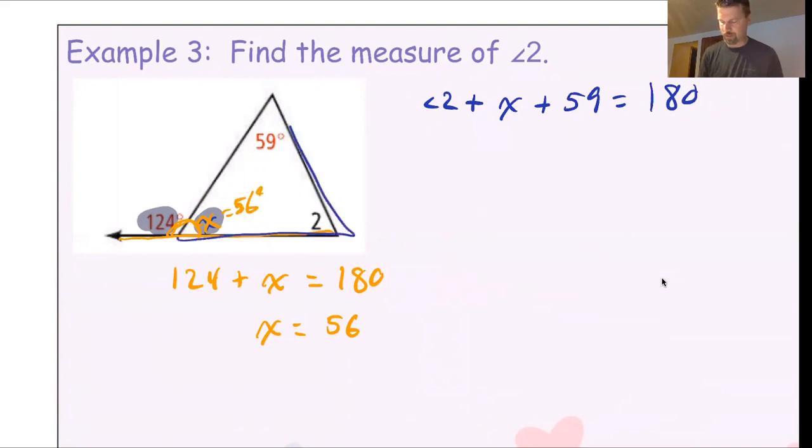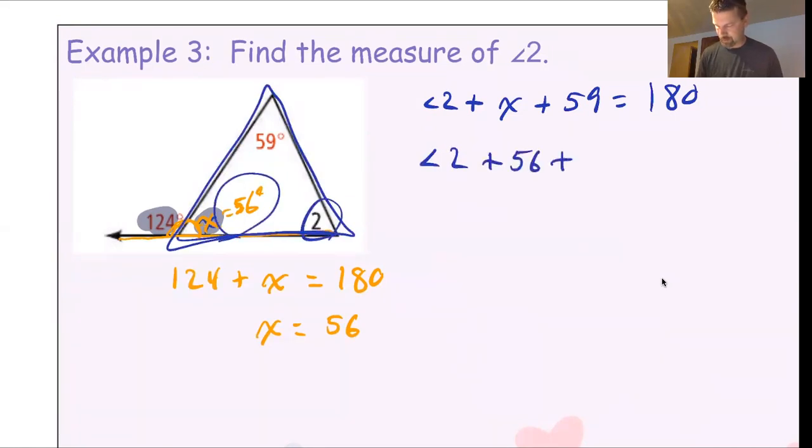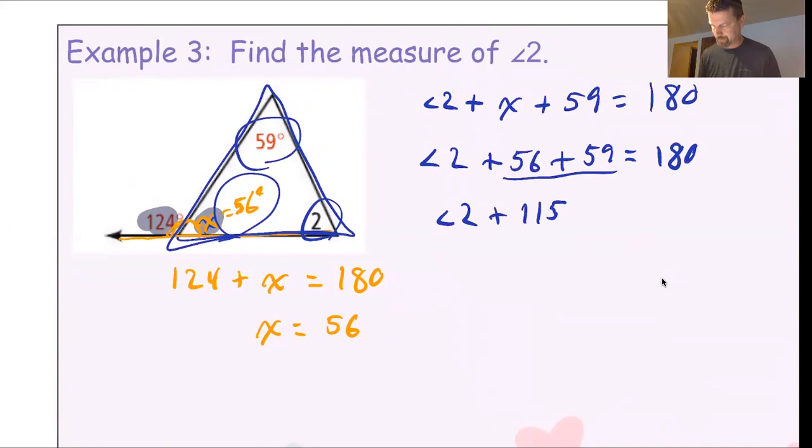Once I know that, now I can use this other one. Now I can use the fact that triangles add up to 180, and I could say, hey, that angle two plus that angle x, the 56, plus that angle 59, those are the three angles in a triangle. They add to 180. That means angle two plus, combine those together, that's 115, equals 180. Subtract 115 from both sides. Feel free to use a calculator if you want. 180 minus 115, that's 65 degrees.